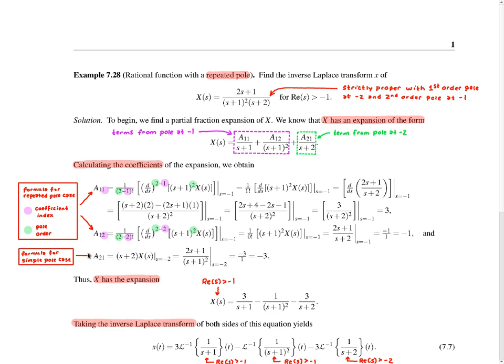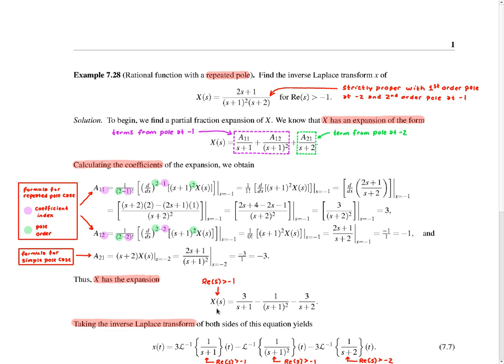In the case of a21, since this corresponds to a simple pole, in other words a first order pole, we use the formula for the simple pole case, which is a much simpler formula, and that's what's being substituted in here. When all is said and done, for a11 we get a value of 3, for a12 we get a value of -1, and for a21 we get a value of -3. If we substitute these coefficients into this formula here, this gives us this line below. So here is our partial fraction expansion of big X.